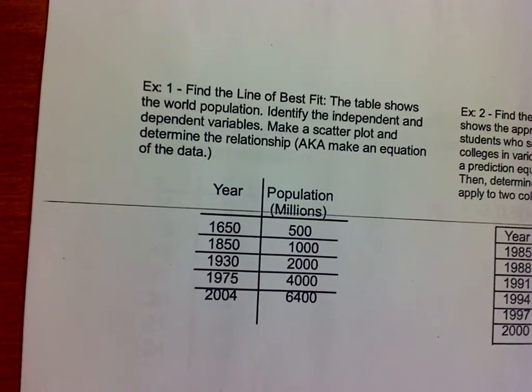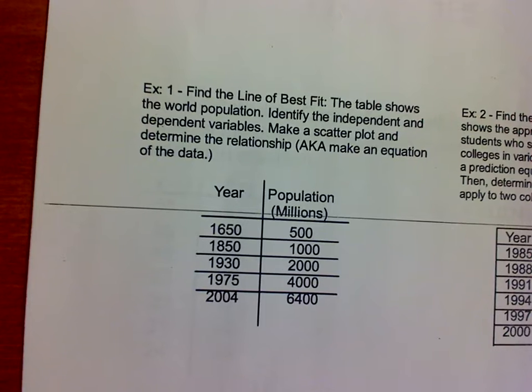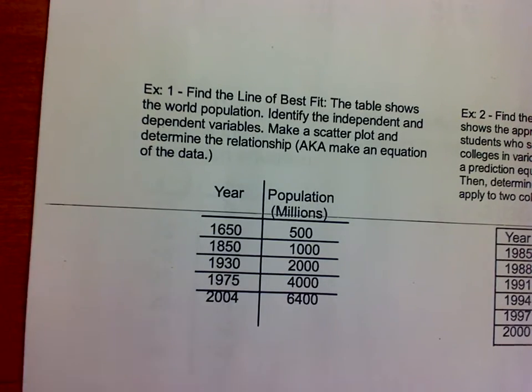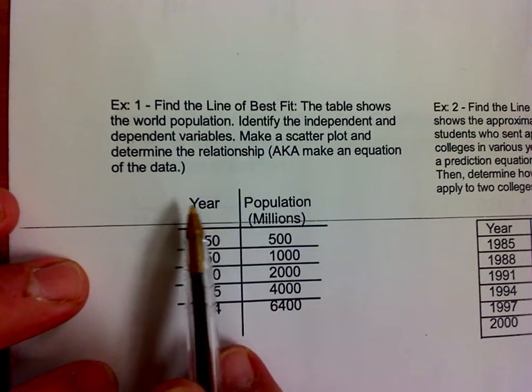So jumping into the first one here, find the line of best fit. This table shows the world population. Identify independent and dependent variables, make a scatter plot, and determine the relationship, aka make the equation of the data.